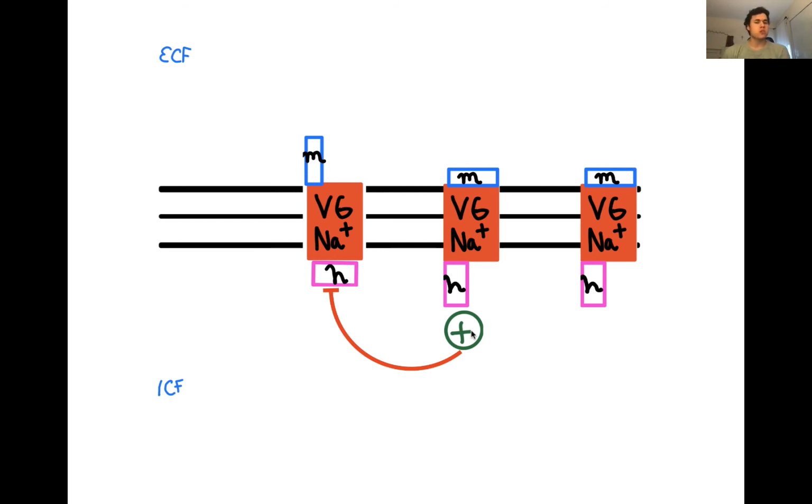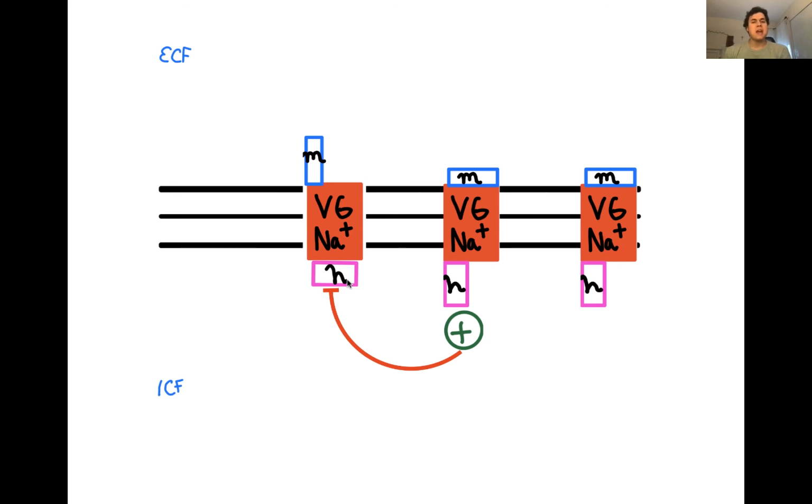However, it's important to realize that the voltage-gated sodium channels that have already fired the action potential will be inactivated. So as a result, the positive charge that is moving from this voltage-gated sodium channel backwards to this voltage-gated sodium channel will not have any effect on it. And this is because the H gates are closed.